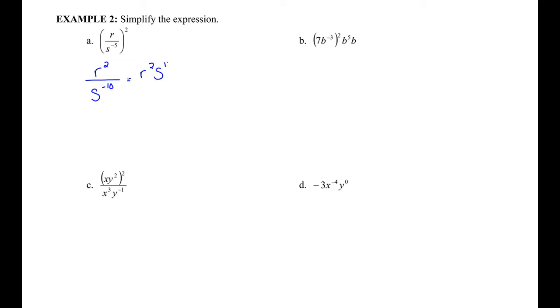Example 2 wants us to continue by simplifying the expression. This time it's a combination of coefficients and variables that we have to simplify, but the exponent properties work the same way. So for example A, the first thing I'm going to do is make sure that that 2 gets distributed to everything. So we end up with r squared over s to a negative 10 from negative 5 times 2. Then using the negative exponent property, I'm moving just the s to the numerator. The r does not move, it does not flip because it already has a positive exponent.